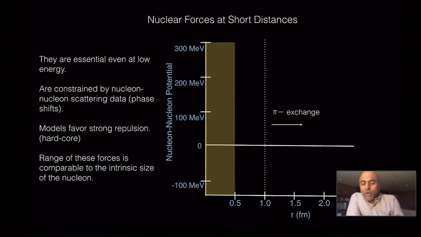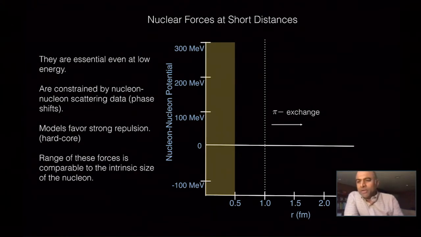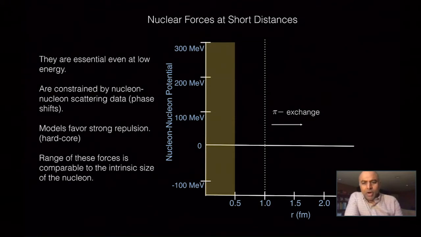Let me now move on to discussing these low energy, short distance aspects of the nuclear force. Now, we just discussed that even at low energies, the interaction between two nucleons requires a prescription of the forces at small distances that are small compared to the Compton wavelength of the pion. So here on the right-hand side is a cartoon showing the nucleon potential as a function of radius or distance between the two nucleons.